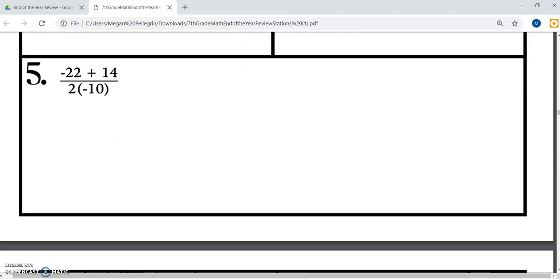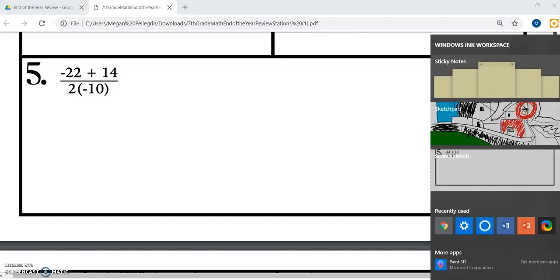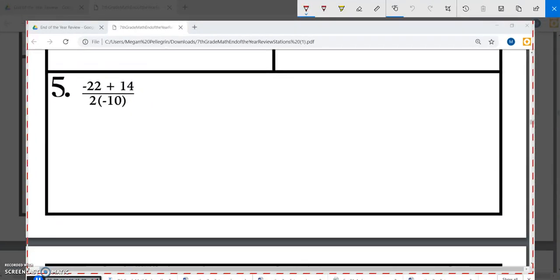And finally, number 5. Okay, on number 5, I have a -22 plus 14 in the top. And actually, I need to solve that first. So a -22 and a positive 14 means I'm subtracting, and I get 8 again. And it's going to be a -8. Keep the sign of the greater absolute value. Over 2 times a -10 is a -20. Negative divided by a positive is a positive.